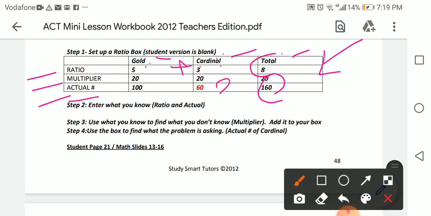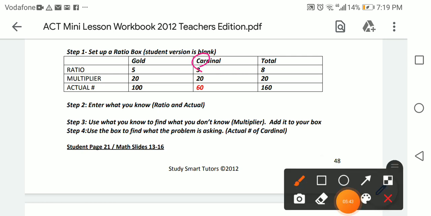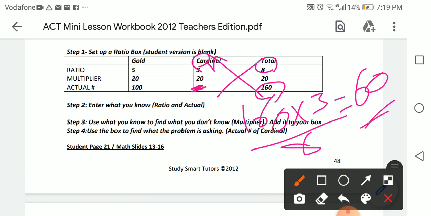So how can we get the actual number of cardinal? It's very easy. Let's do it again. We have 3, and we have 8 and 160. To get this, I use cross multiplication: 160 times 3 all over 8 gives me 60, and this is the actual number of cardinal jelly beans. So it's easy as a piece of cake, right? Okay, let's continue.